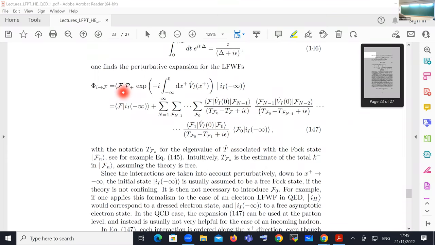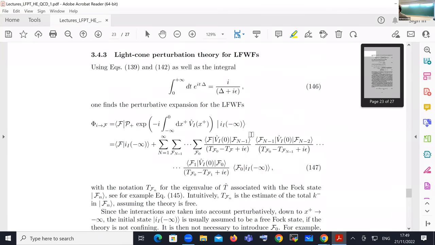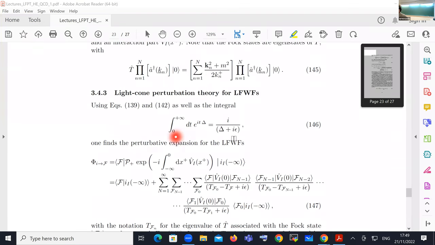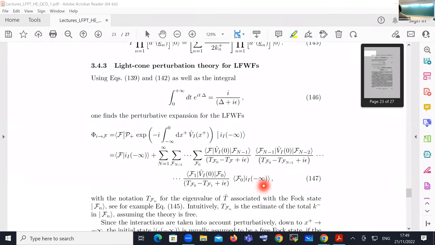Now if you look at them, there will be the final Fock state here. And here as well, I also introduced F0, which is just the Fock state decomposition of this state that we start from. So it's basically the decomposition of this free asymptotic state in the past here. Because this state was not necessarily an eigenstate of T, I just decomposed it into the Fock states here.